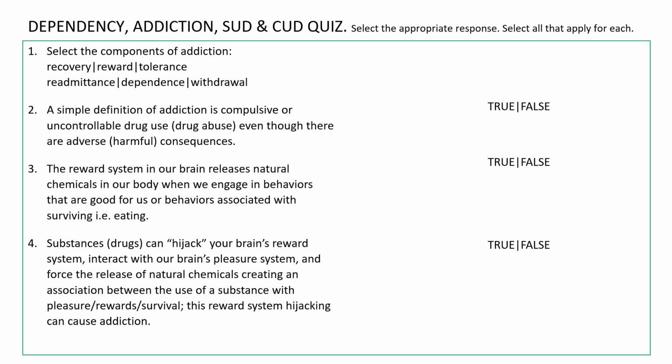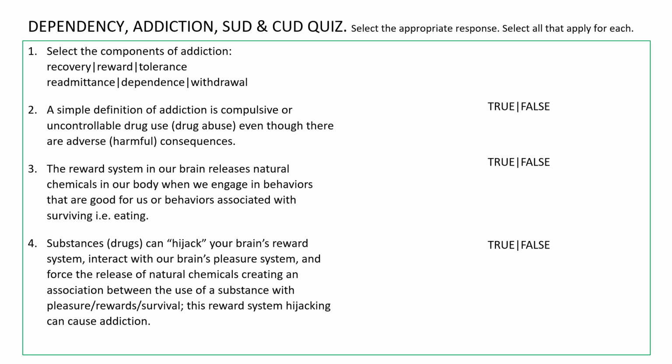Number 1. Select the components of addiction: recovery, reward, tolerance, readmittance, dependence, and withdrawal. The components of addiction are reward, tolerance, dependence, and withdrawal. Number 2. A simple definition of addiction is compulsive or uncontrollable drug use even though there are harmful consequences. True or false? True.